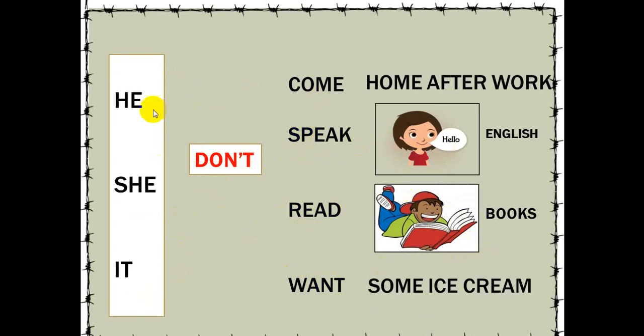In the meanwhile, he doesn't come home after work. She doesn't speak English. It doesn't read books. It doesn't want some ice cream. So whenever we have the auxiliary verb doesn't, the main verb loses the S at the end, or ES, or IES. The main verb will be in its base form.